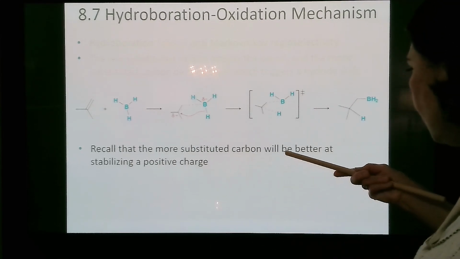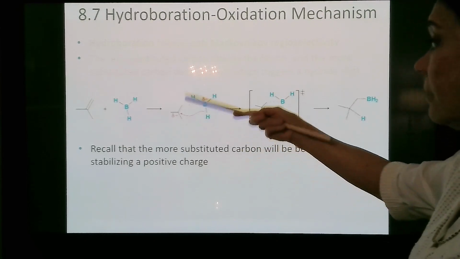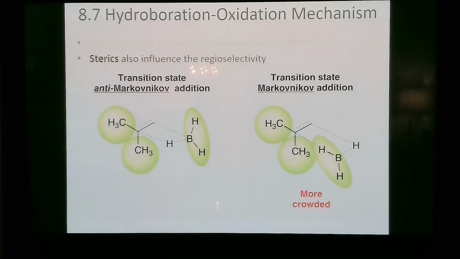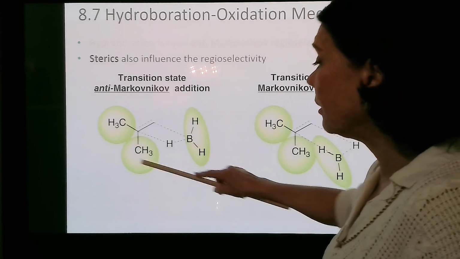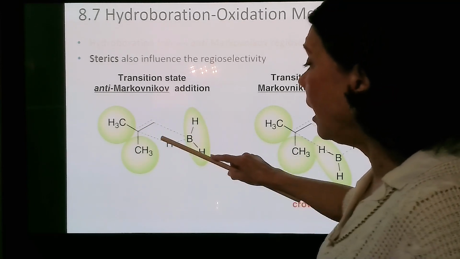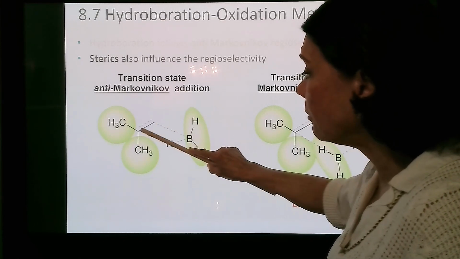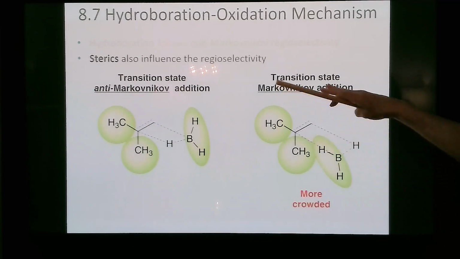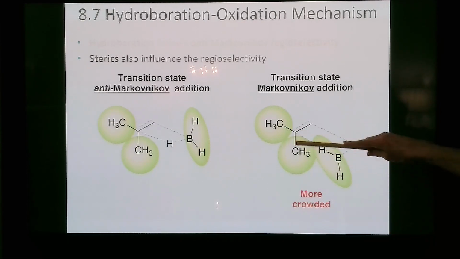The more substituted carbon will be better at stabilizing a positive charge. Yes, we've already seen that. We've already discussed that. This is just a better drawing. It shows the steric hindrance a little bit better, and shows the boron being attached to the terminal carbon and the hydrogen going to the internal carbon. If you had it the other way, you don't have this. It's showing what you don't get here and why you don't get it, because you have more steric hindrance.